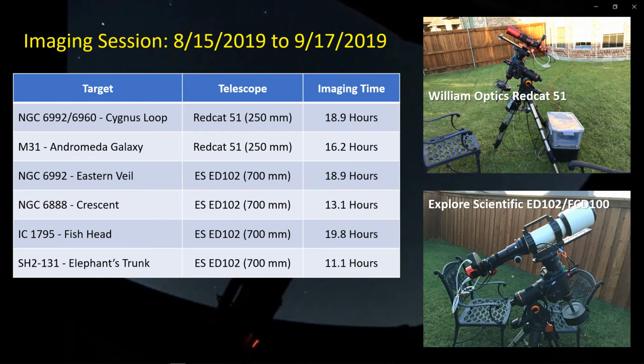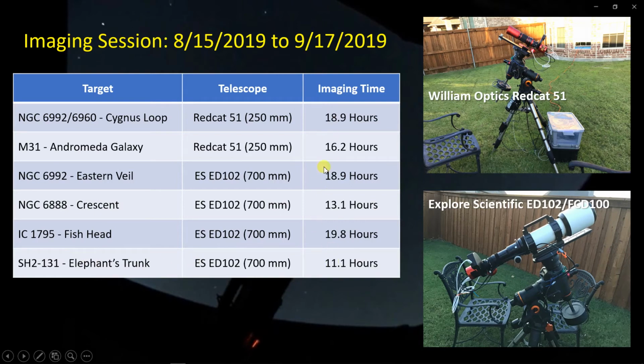ED102. And I was focusing on literally and figuratively 6 different targets during that period: the Cygnus Loop, the Andromeda Galaxy with the RedCat 51, and then the Eastern Veil portion of the Cygnus Loop, the Crescent Nebula, the Fish Head, and the Elephant's Trunk nebulas with the ED102.